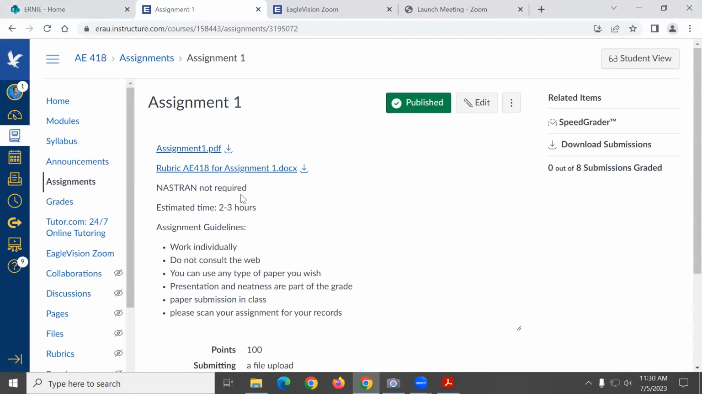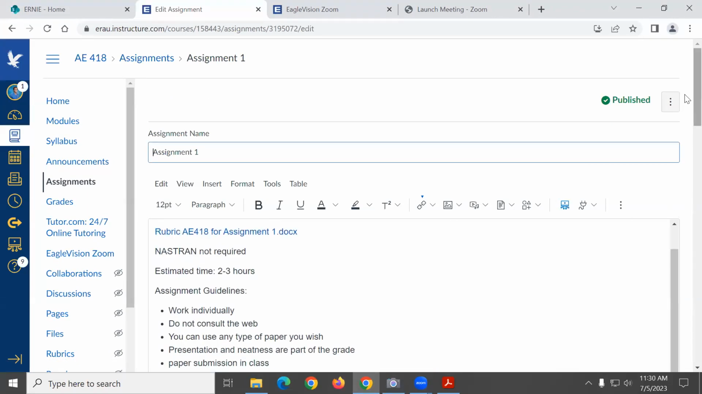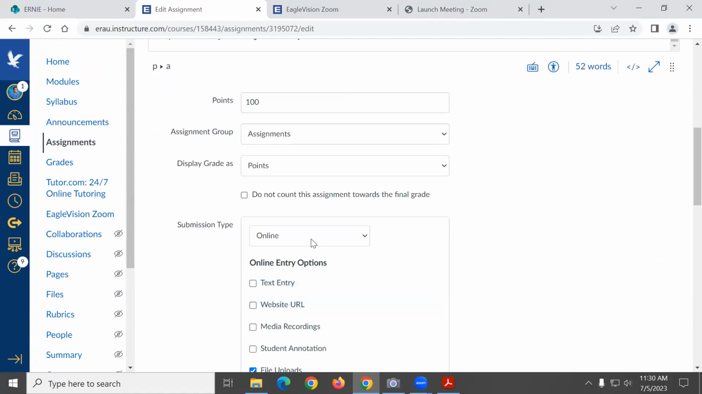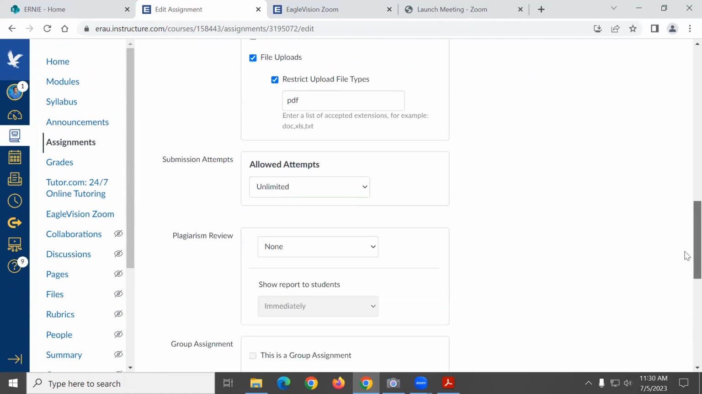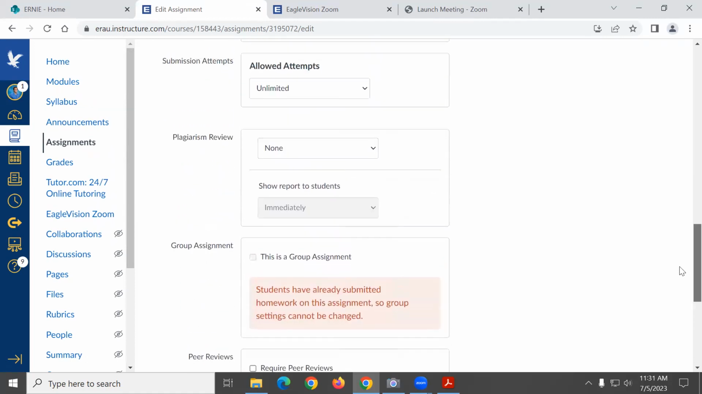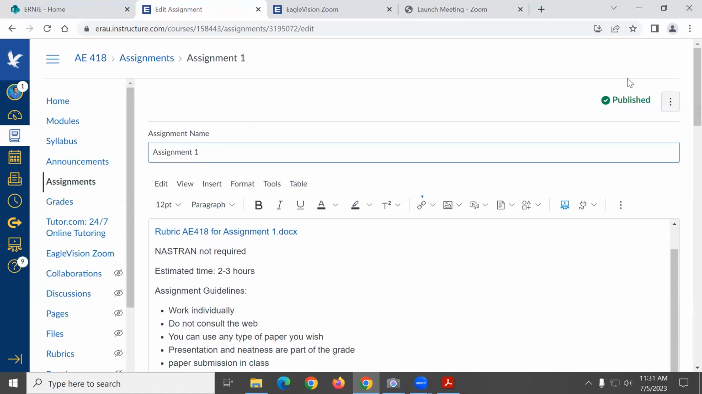So assignment 1. Okay, so basically, yes, you can submit it online. Let me see what it is. Yeah, it's online. So just one thing. Remember, you need to submit it only in one file. Okay. It's extremely annoying. Personally, I don't grade them.